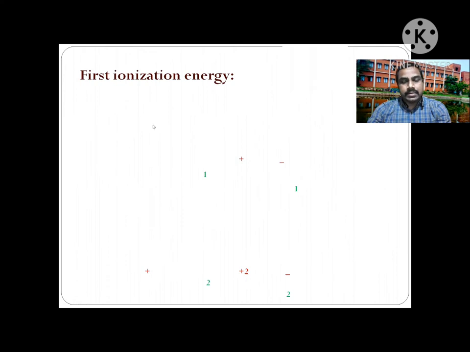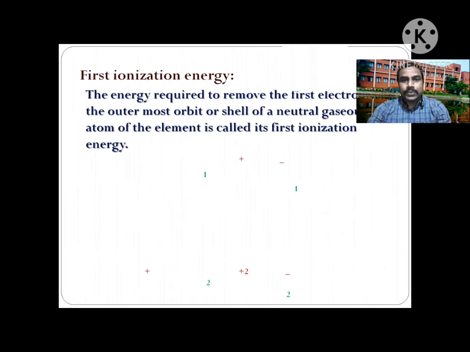Now we will discuss the first ionization energy. This is the energy required to remove the first electron from the outermost shell of a neutral gaseous atom of an element, called its first ionization energy. So from its valence shell, the removal of the first electron, how much energy is required? That energy is known as first ionization energy. X is an element which is in gaseous state. This element is neutral. From the X element atom, one electron is removed by providing a minimum amount of energy. That energy is known as first ionization energy, indicated as IE1. So X plus cation is formed by loss of one electron.